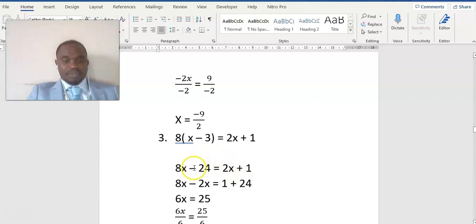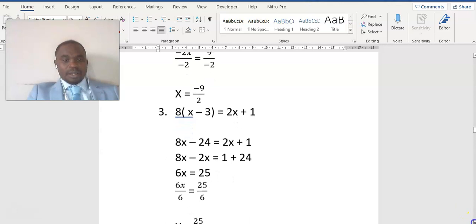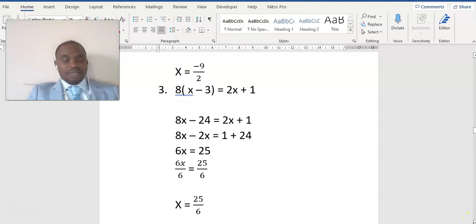If I transpose it to this side, it's going to be minus 2x. Then I have my 1. Minus 24, if I transpose, is going to be plus 24. Then 8x minus 2x is going to give us 6x, is equal to 1 plus 24, which is 25.